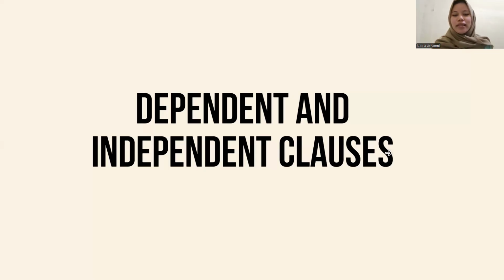Today I will explain about dependent and independent clause. This topic is important because it helps us understand how sentences are formed in English. After this lesson, you are expected to understand what independent and dependent clauses are, recognize their types, and combine them correctly in a sentence. At the end, you should be able to identify them easily. Okay?